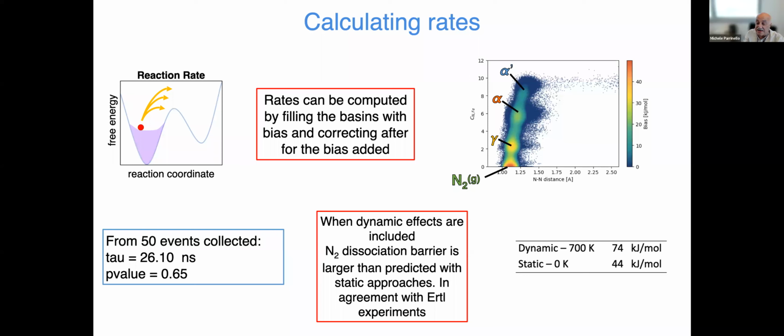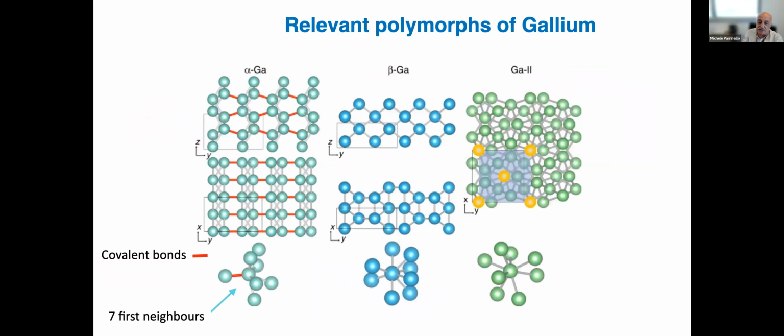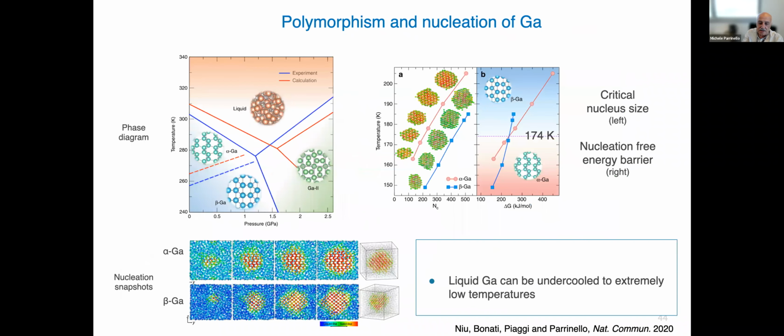So the effective barrier is much larger, and therefore the catalytic activity at the real T equals 700 Kelvin is reduced. I think I've used my time. I don't think I have time to discuss this, so I will move quickly to the acknowledgements.